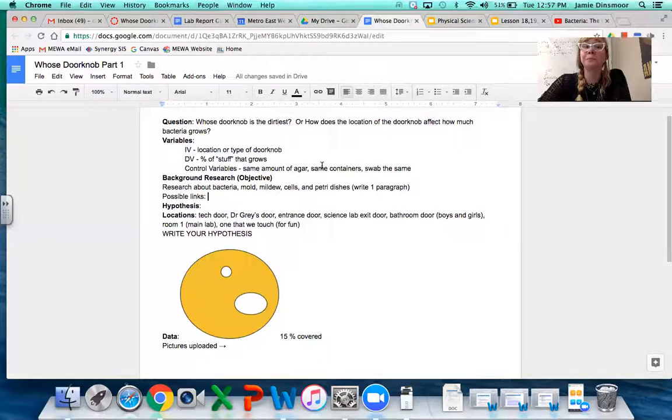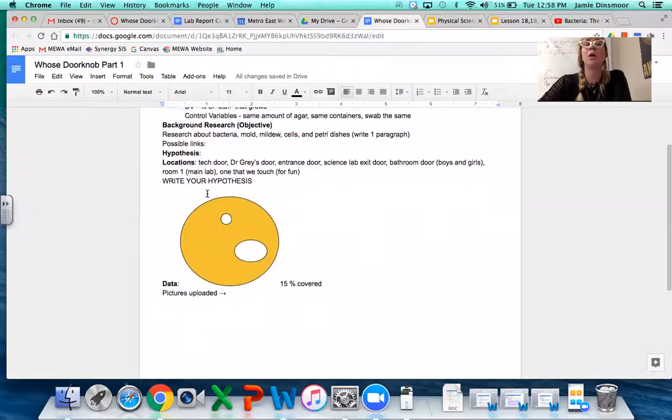We also talked about the hypothesis, right? So we talked about, these are the 7 doors that we swabbed. We swabbed the tech door, Dr. Gray's door, the entrance door, the science lab exit door, which is in the science lab, the bathroom door for the boys and the girls, and the room 1, the main lab, we swabbed the door there, right? So we had 7 petri dishes, and then one of them was just for fun. We just swabbed and touched random stuff, and it's probably going to grow a lot.